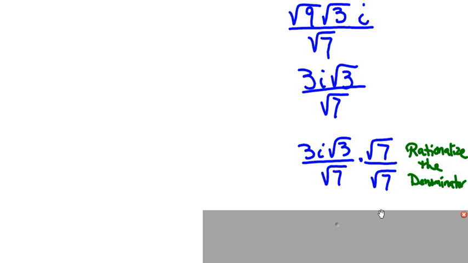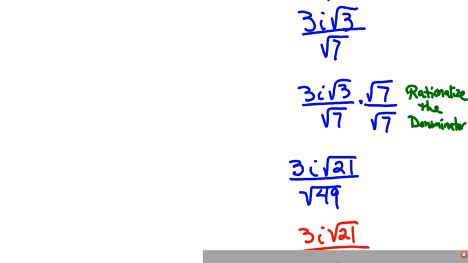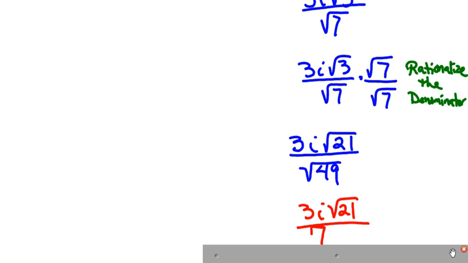Again, with your fractions, you multiply across. Things within the boundaries of the radical sign, the square root, we can multiply those together, and numbers on the exterior get multiplied together. So in our numerator, we're going to have 3i times the square root of 21. Our denominator is going to be the square root of 49, which we know is a perfect square, and that has a value of 7. So our final simplified result should be 3i square root of 21 divided by 7.